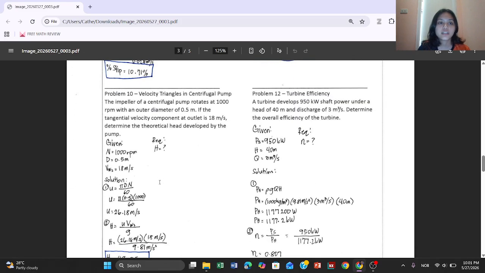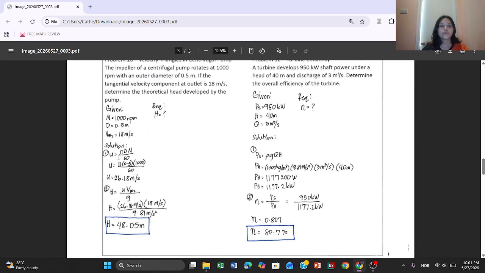Next, problem number 10 is about velocity triangles in a centrifugal pump. The impeller of a centrifugal pump rotates at 1000 rpm with an outer diameter of 0.5 meters. If the tangential velocity component at outlet is 18 meter per second, determine the theoretical head developed by the pump. Given the speed of 1000 rpm, diameter 0.5 meter, and the velocity at outlet, which is 18 meter per second, the required will be the head developed.